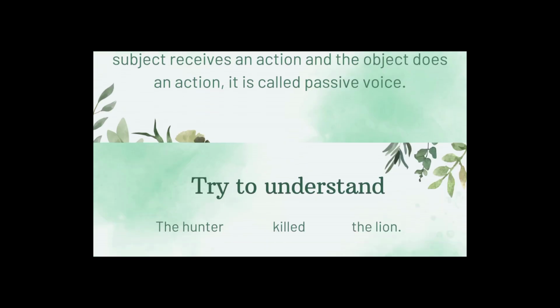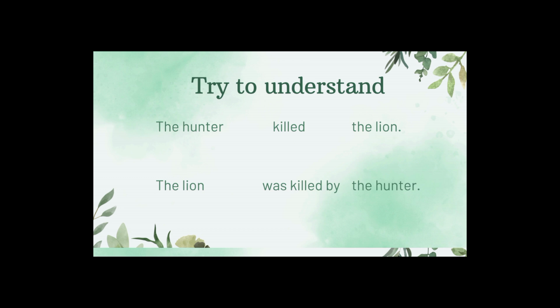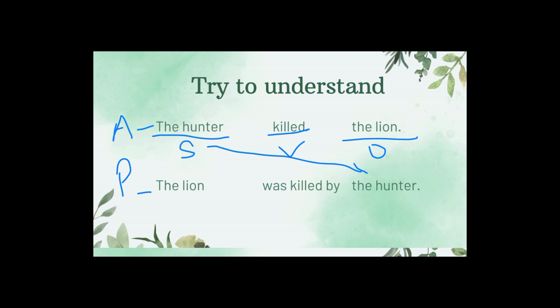Next, try to understand it through an example. The hunter killed the lion. So here the hunter is the subject, killed is the verb, and the lion is the object. So how will you transform an active voice into passive voice? When the subject changes into object and the object changes into subject, then it becomes passive voice.